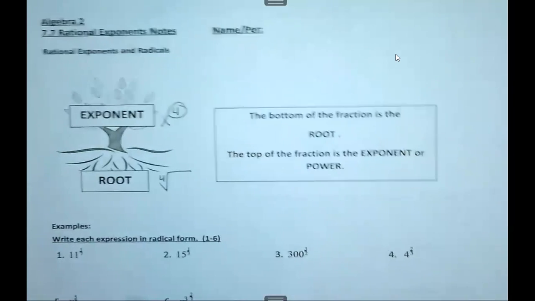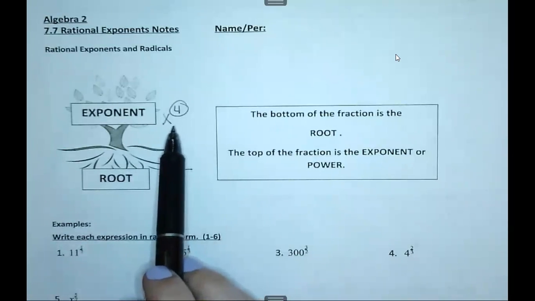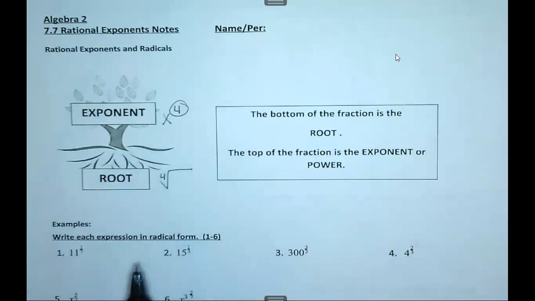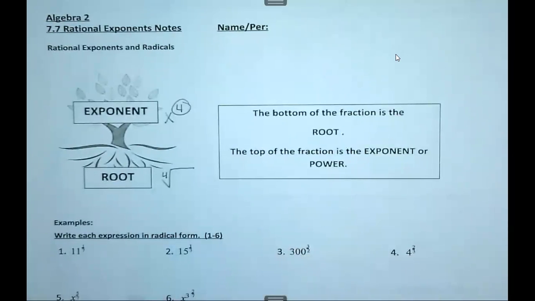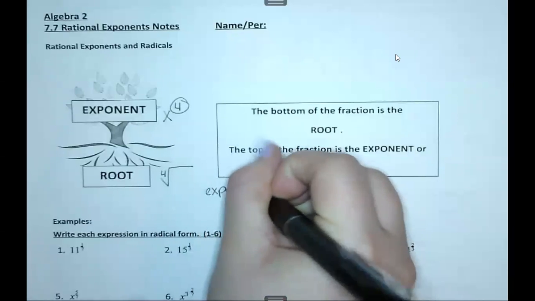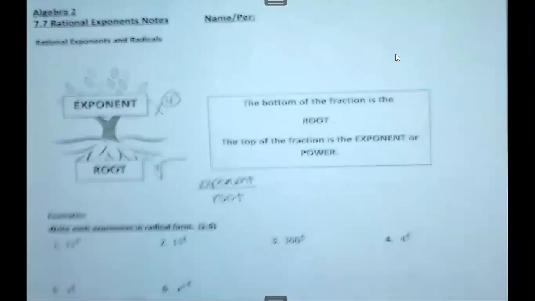All right, so something to keep in mind is that when you have a fraction with two numbers in them, the top of the fraction is always your exponent, and the bottom of the fraction is always your root. All right? So top exponent, bottom root in a fraction. So exponent over root. Keep that in mind.